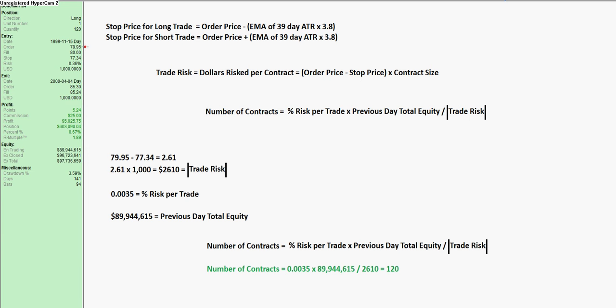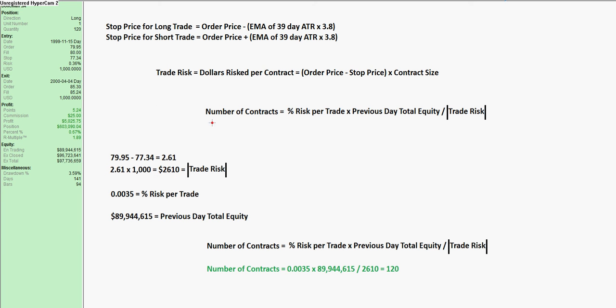So we know that our order was $79.95 and our stop price was $77.34. That means our risk per contract is $79.95 minus $77.34, which gives us 2.61, times 1,000. The reason we multiply this 2.61 by 1,000 is because of the contract price. So 2.61 times 1,000 gives us 2,610 down here below, and that's our trade risk in absolute value form. So 2,610, that's our trade risk.